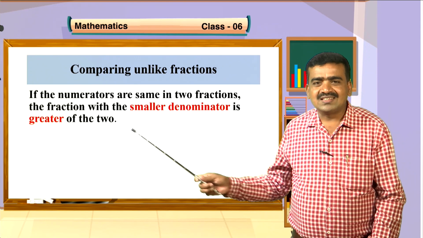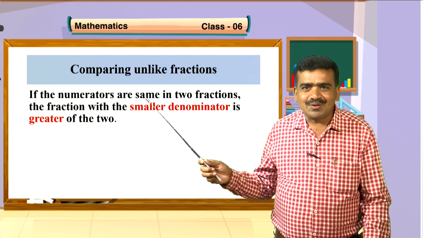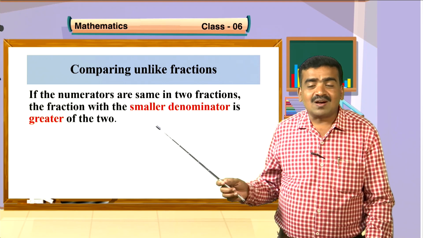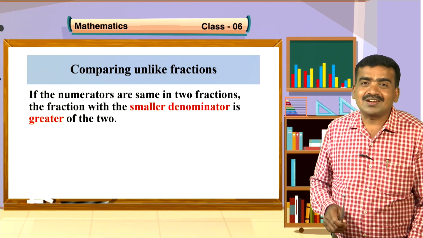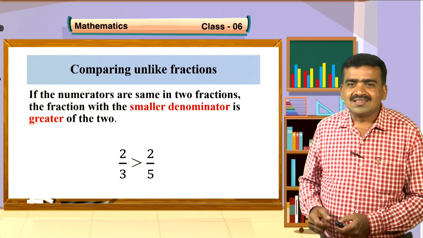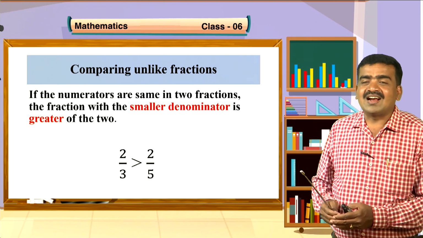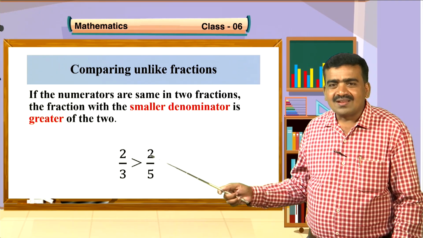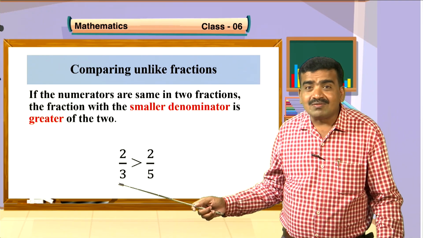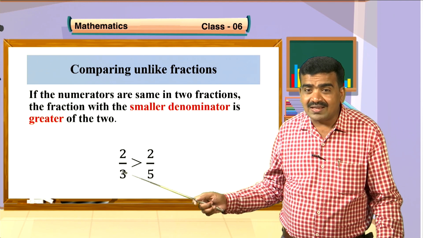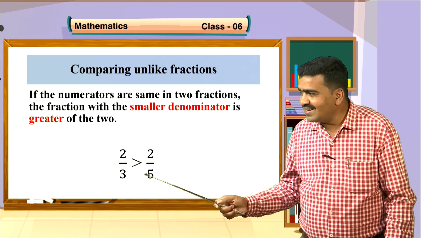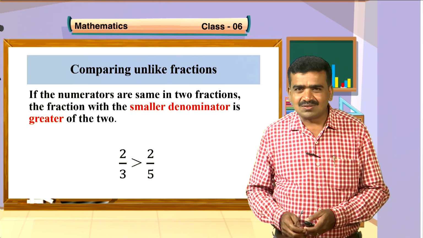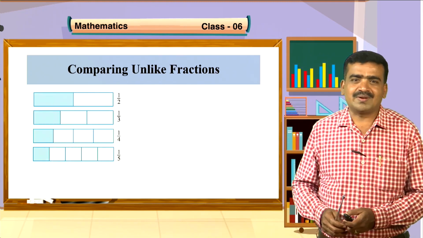In this case, if the numerators are same among two fractions, the fraction with smaller denominator will be a greater one. That means, among 2 by 3 and 2 by 5, here the numerators are same, here smaller the denominator will be a greater one. That means, 2 by 3 is greater than 2 by 5. Is it understood? Okay, my dear student.